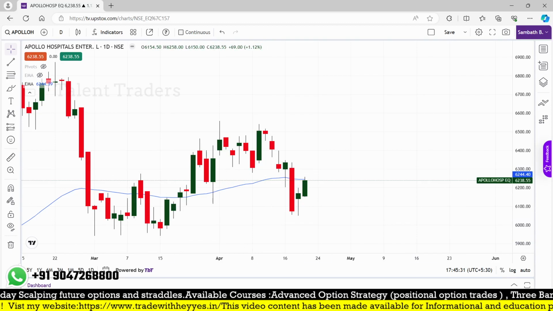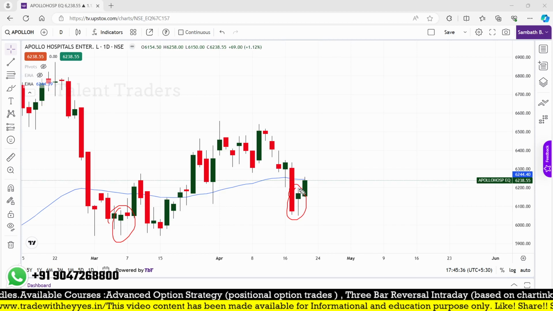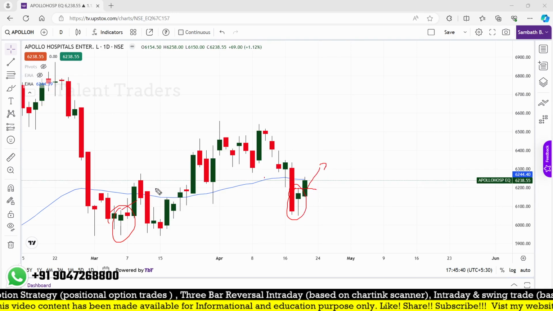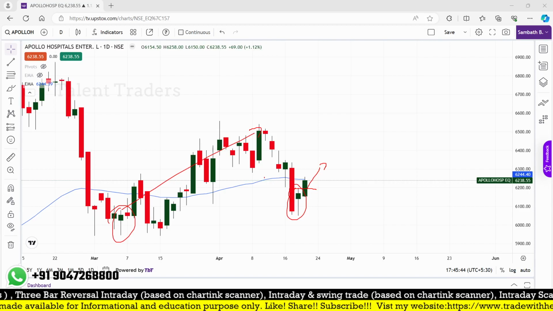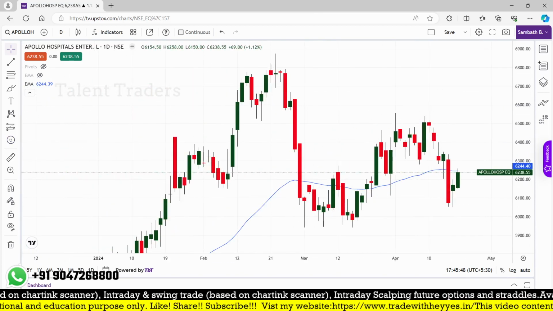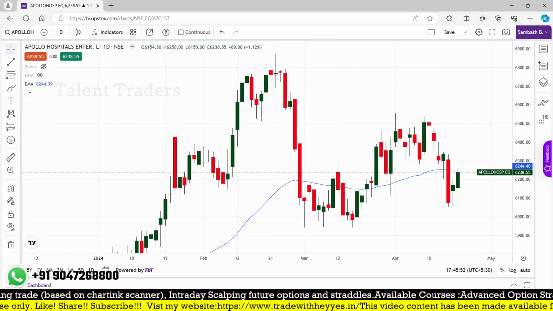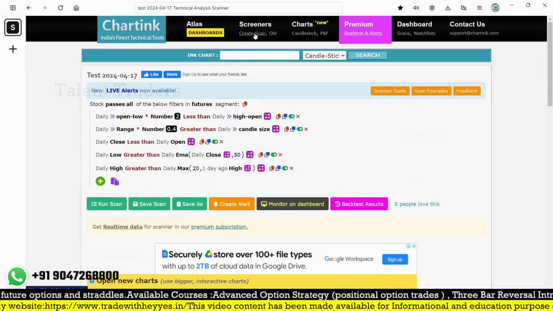How are we going to create the hammer at the bottom? Here is the bottom. Yesterday it gave us a good move in this trade, but here it is maybe positional, not for intraday. So let me try to create some scanners based on the list. We have already made customized indicators and a customized scanner that will help us find stocks forming such a pattern.